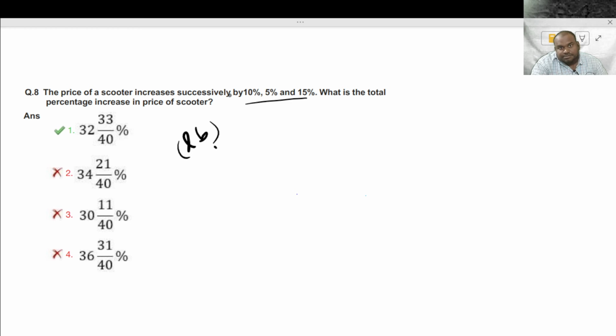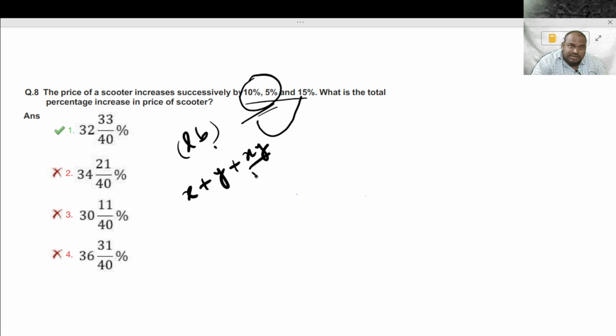Scooter price is successively increasing by 10% and 5% and 15%. So first you consider only 10% and 5%. You calculate for these two, then you will get some result. Use that result and calculate for it with this 15%. Same procedure: x plus y plus x into y by 100 formula, twice you will use.